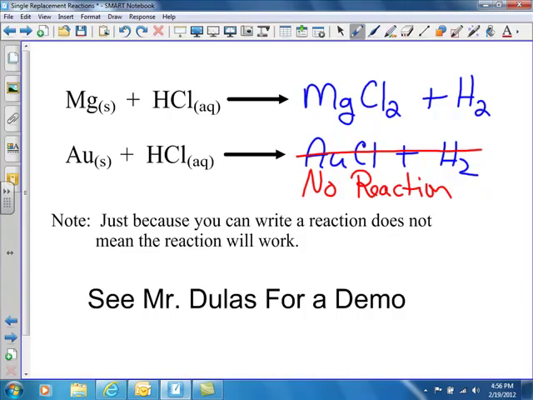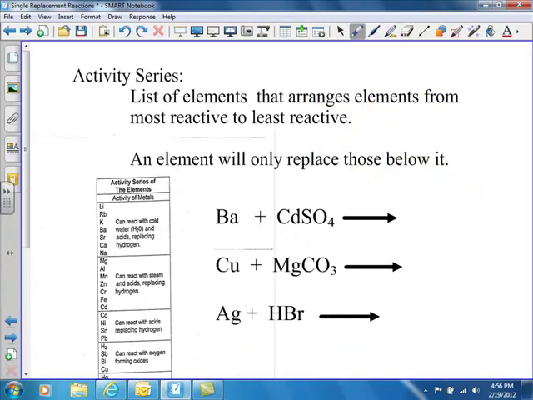So how do we know whether or not a reaction will work? Well, we have to use what's called an activity series. In your packet of information, find the activity series. The activity series is a list that arranges elements from most reactive to least reactive. And this is the key to using the activity series: an element will only replace those below it on the activity series.